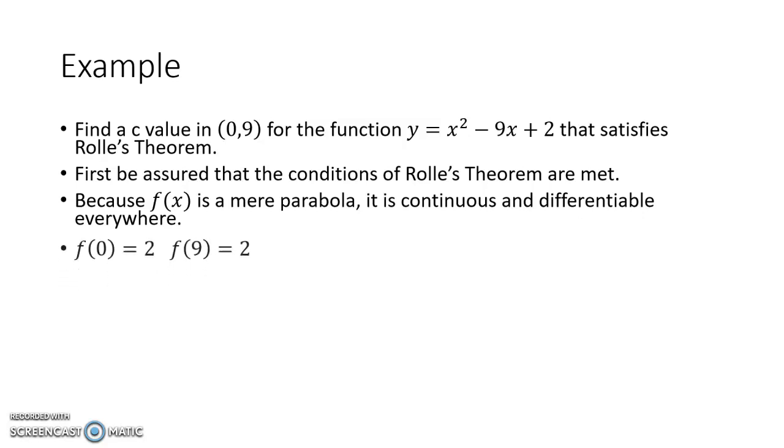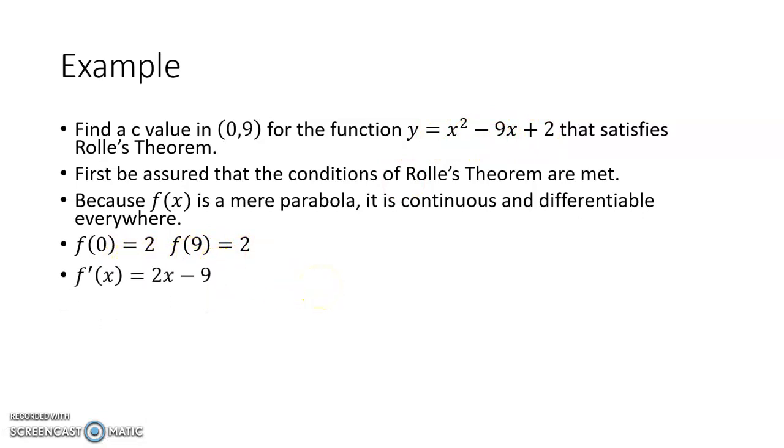And f(0), if you look right here, you should be able to tell is 2, because it's just going to be the constant. And f(9), a quick check: 9 squared is 81, 9 times 9 is 81, 81 minus 81 is 0, plus 2. So these match. They have to match for Rolle's theorem. They won't for the mean value theorem, but they do for Rolle's theorem.